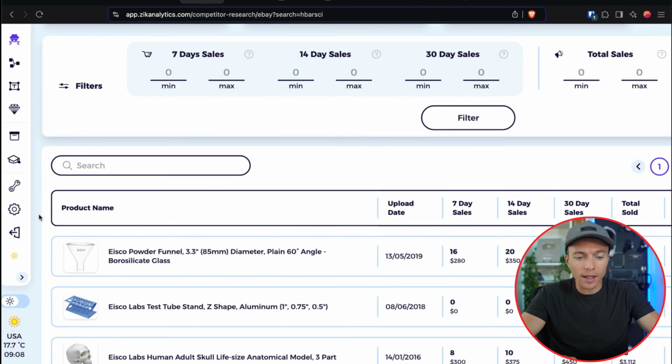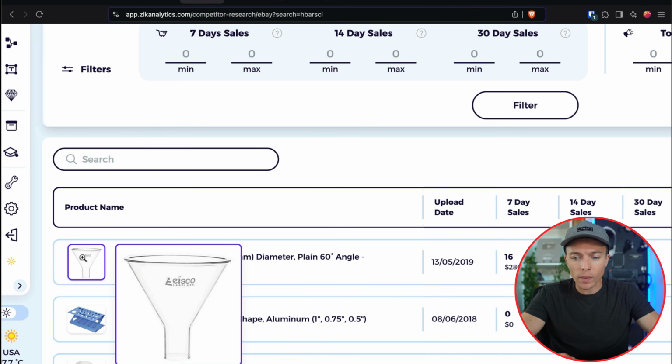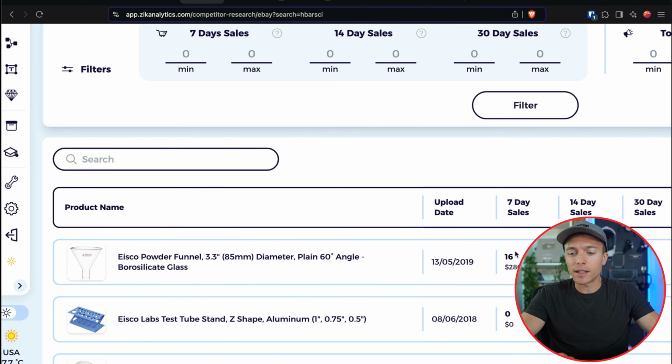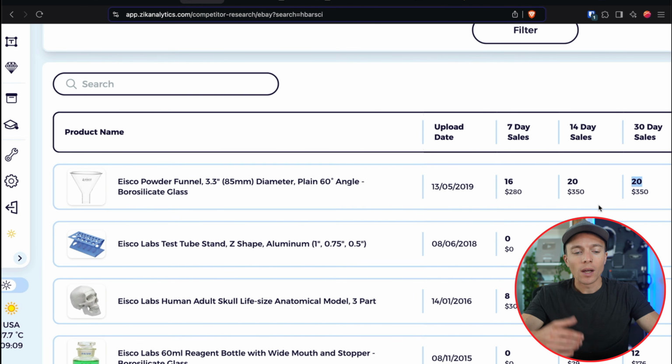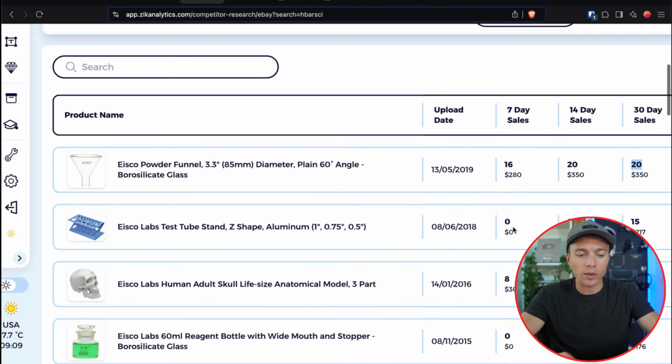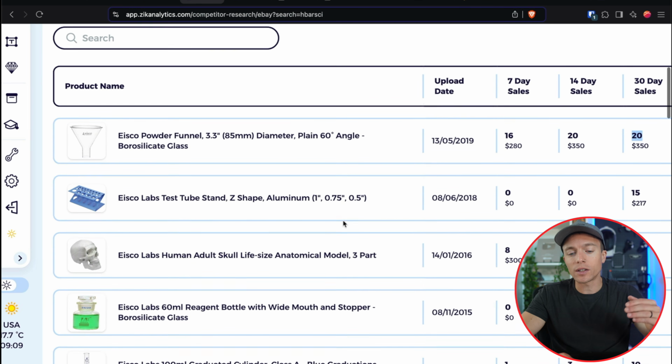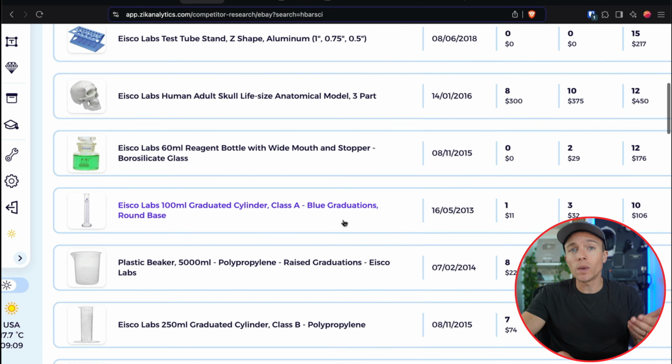So for instance, we see that this glass, I'm not even sure what this is. Over the past 7 days, this has sold 16 times. Over the past 14 days, it has sold 20 times. And over the past 30 days, it has sold 20 times. So this product is continuing to sell over and over again. And I can then go on Amazon and find the same thing, hopefully for less money than this person is sourcing it from. So I can really grab some of those sales. And you can just go through every single product that this person is selling and do the exact same thing, where you look for something similar on Amazon that you can sell in your own store.